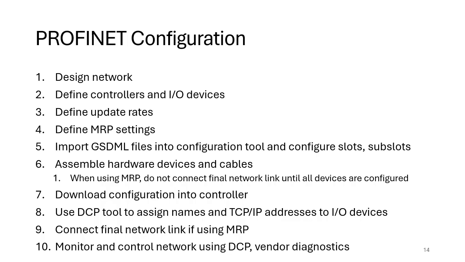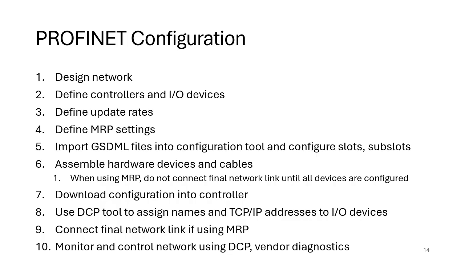The faster you go and the more devices you have, you may find you come across issues where controllers can't cope with that update rate. Another point is, if you're updating too quickly, for example, if you're updating much faster than the PLC scan, then you're just wasting network bandwidth. So you don't want to update too fast. Equally, you don't want to update too slow because you might miss signals on the actual field I/O itself. You then define MRP settings. Are you using MRP?